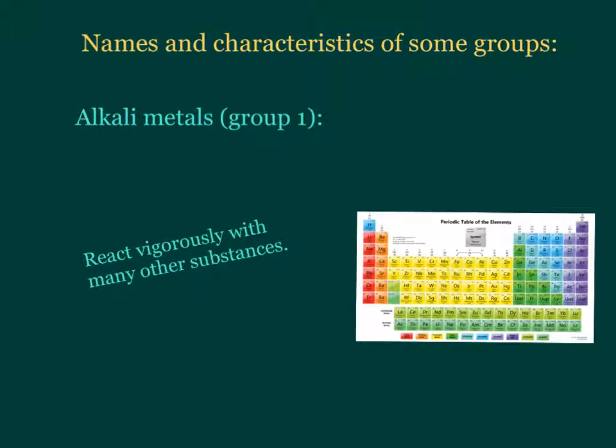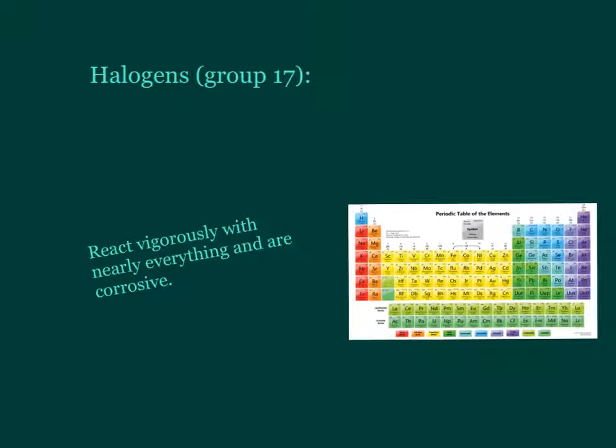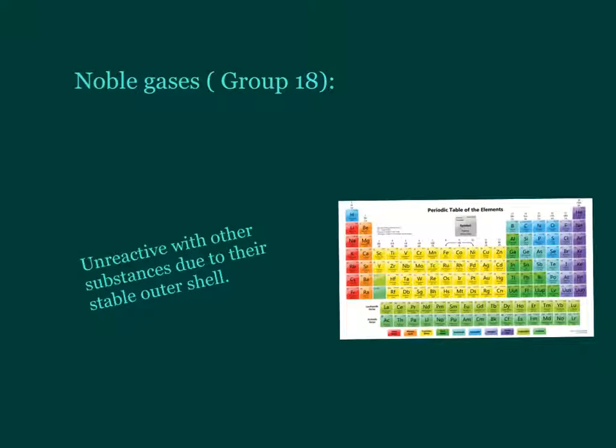Here are some names and characteristics of some groups. Alkali metals, group 1, react vigorously with many other substances. Alkaline earth metals, which are group 2, react vigorously with several substances. Halogens, group 17, react vigorously with nearly everything and are corrosive. Noble gases, group 18, are unreactive with other substances due to their stable outer shell.